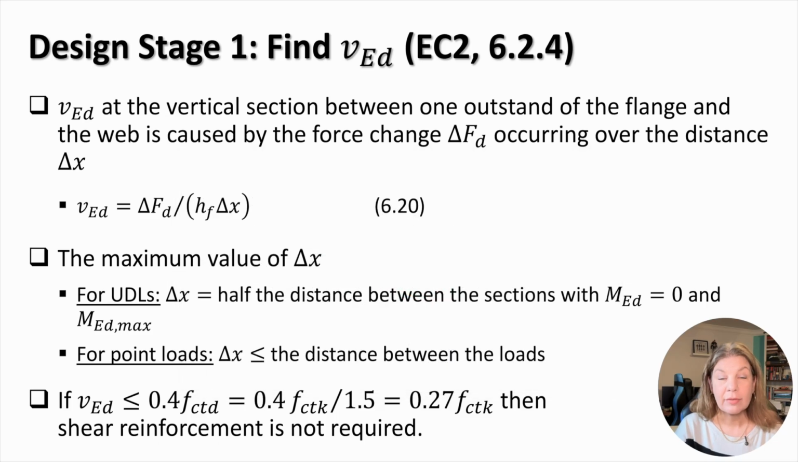The maximum length of the beam segment considered depends on the loading. In the case of a uniformly distributed load, delta x equals half the distance between the section with 0 and maximum bending moments. In the case of point loads, delta x should be not larger than the distance between the loads. If the longitudinal design shear stress is smaller than 40% of the design tensile strength of concrete, the concrete flange is strong enough and longitudinal shear reinforcement is not required.